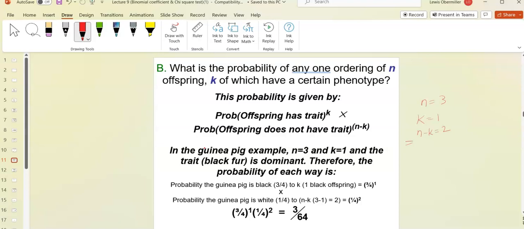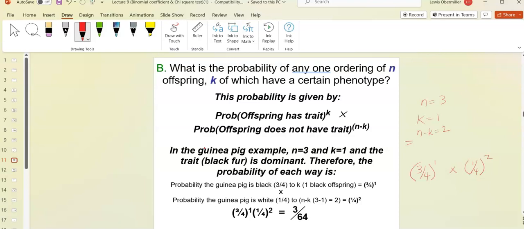So the probability the guinea pig is black is 3/4, right? We know that from Mendel's rule, it's a 3-to-1 ratio. And then we just raise it to the k power. In this case, it's 1, but it could be anything. And so we need to multiply that by the probability that it's not black. So we know the probability that it's going to be white is 1/4. And how many times is that going to come up? Twice. We showed this in a very long way.